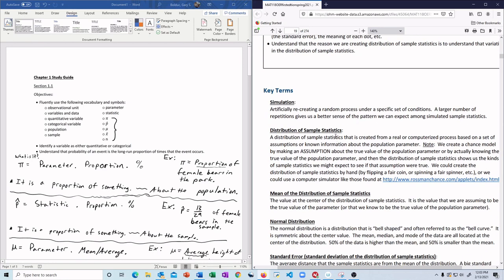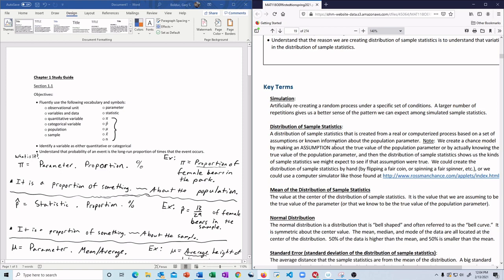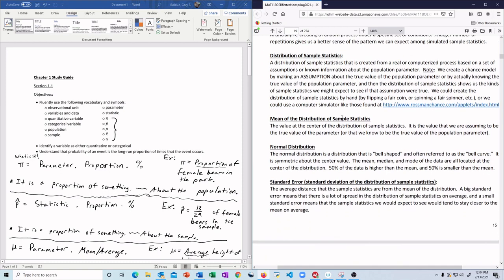Distribution of sample statistics. What is this? Give yourself some examples, some pictures. Describe what it is, all right? Use what we've talked about in class. The mean, we know what the mean is. Talk about it. Normal distribution. Draw the picture. Tell me what you know about it.